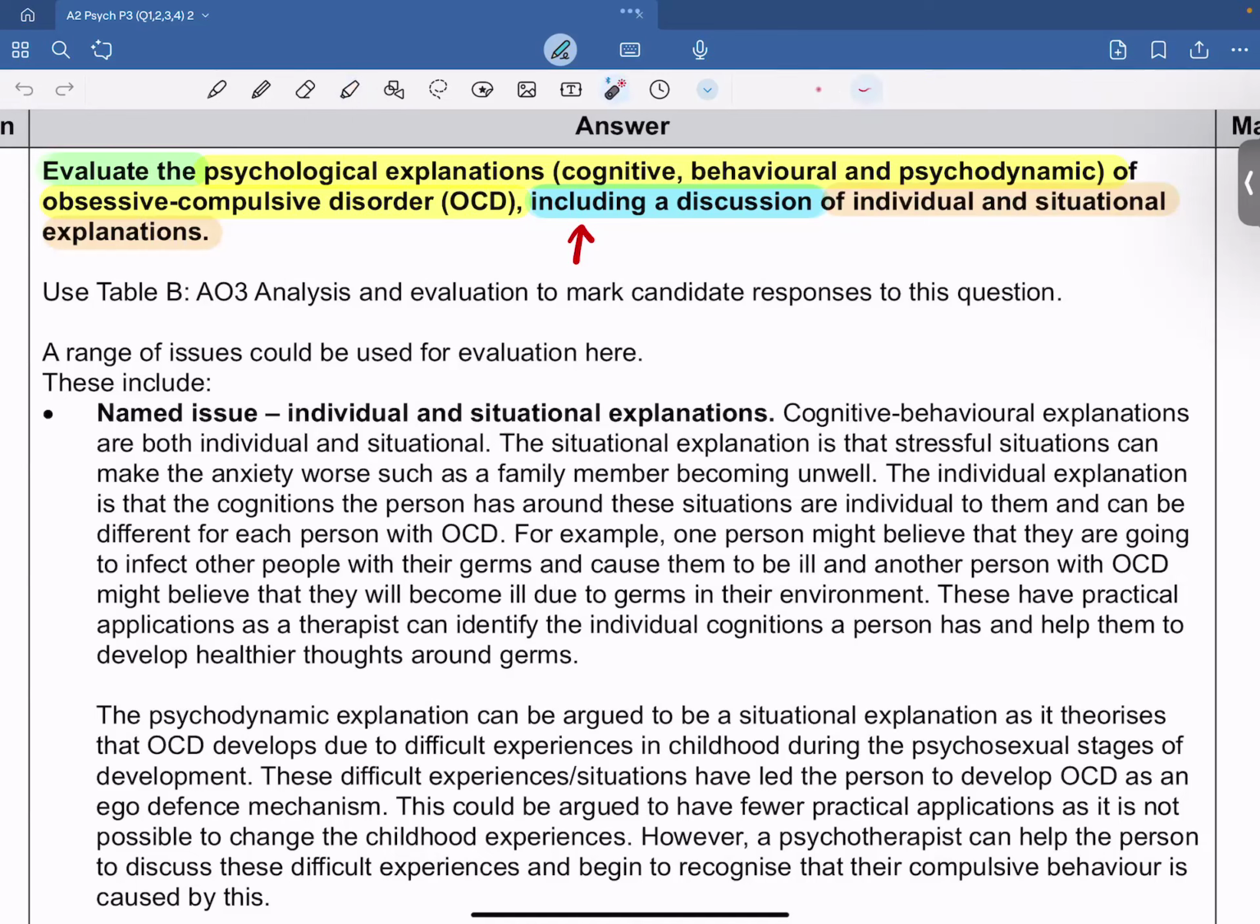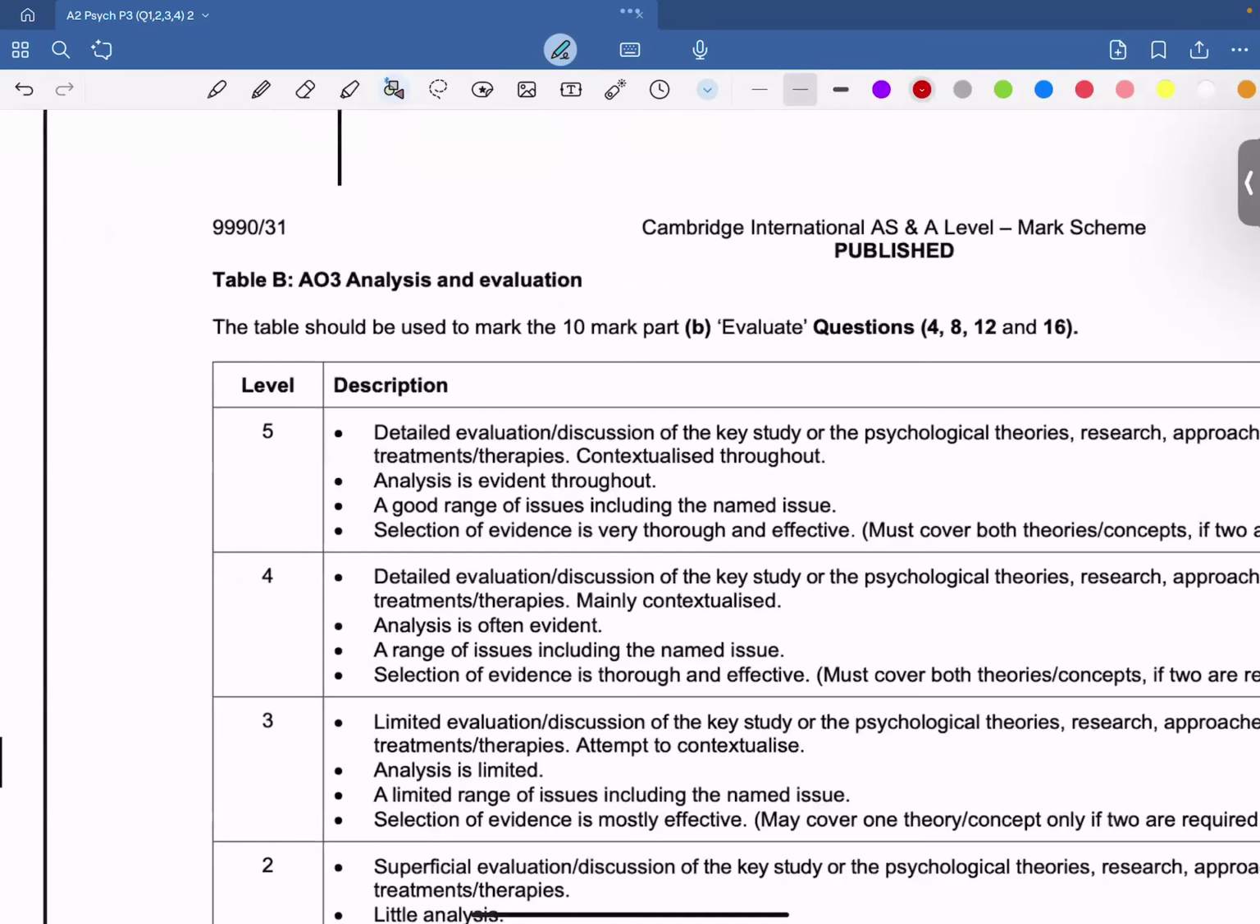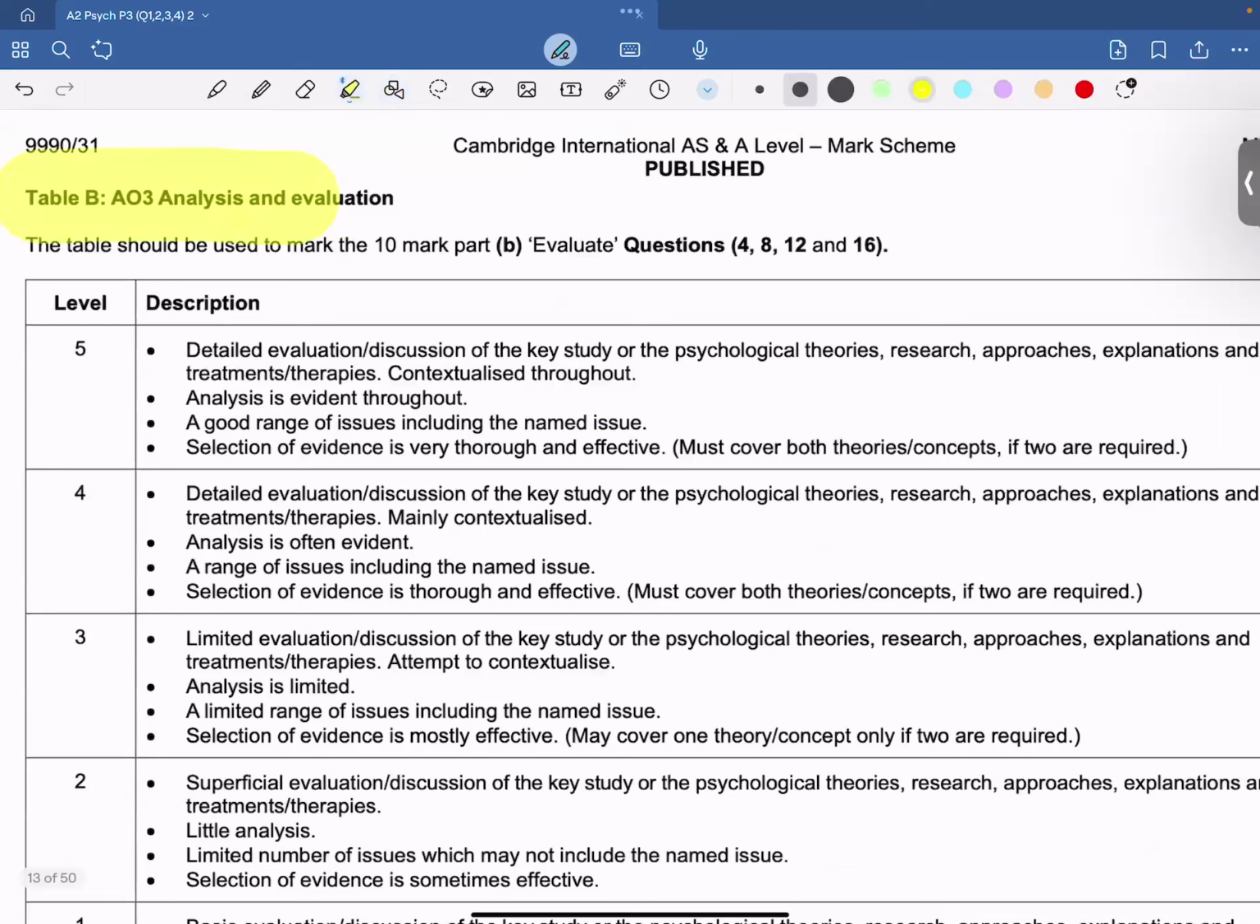Now, moving on towards the marking criteria for this. The examiner over here advises that table B, that is AO3, where the assessment objective analysis and evaluation is used, to mark or grade this question. So this over here clearly reads: use table B, that is AO3, analysis and evaluation, to mark candidate response for this question. Let's quickly have a look at table B, that tests AO3. Having a look at this here, let me highlight this for you.